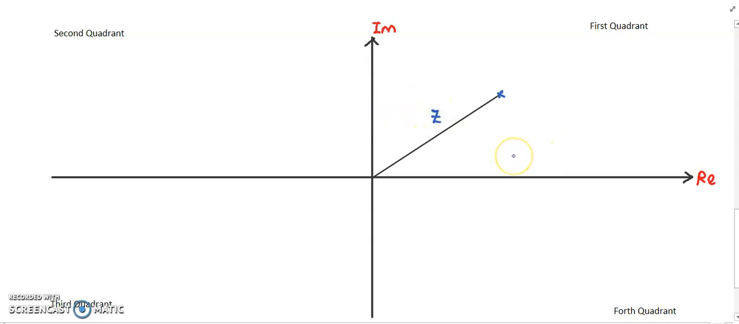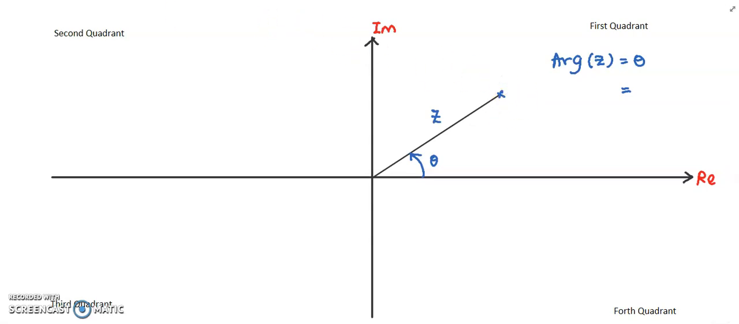Now we want to find the angle formed between the positive real axis and the complex number. This is the angle that we want to find, and this angle is known as the argument of Z. We can give the symbol as theta. Normally, the argument of the complex number, we also can give the symbol as arg Z, which is given as the symbol theta. So now we want to find the theta. How are we going to find the theta?